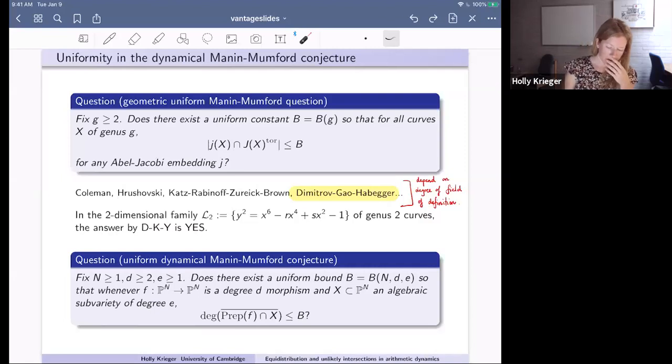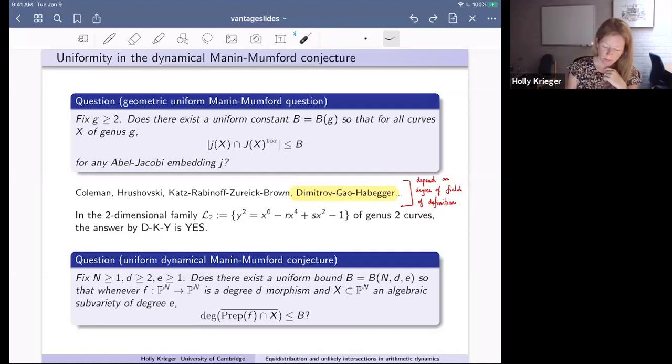But what we found by studying these split endomorphisms of P1 cross P1 is that actually this uniform classical Manin-Mumford question has a positive answer on that two-dimensional family of genus two curves, right? Because we proved the uniform bound on the common pre-periodic points for those associated maps, we actually obtain that classical Manin-Mumford has a uniform bound as well for this entire two-dimensional family of genus two curves.